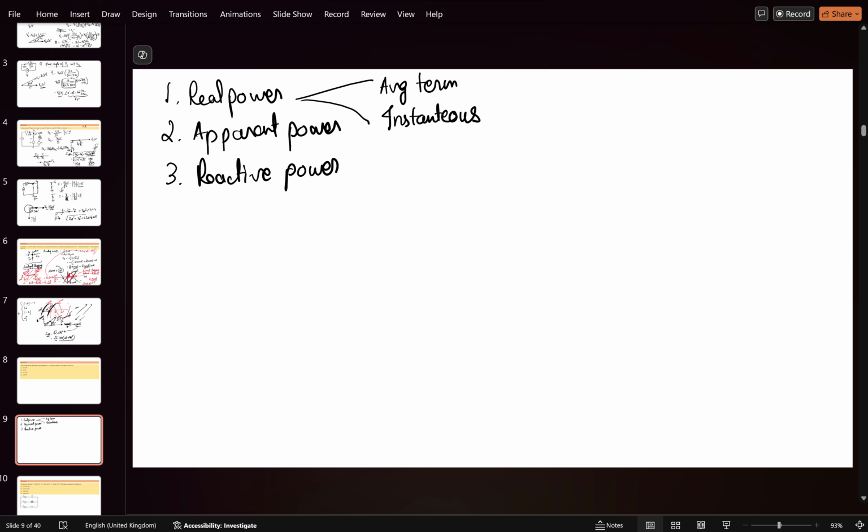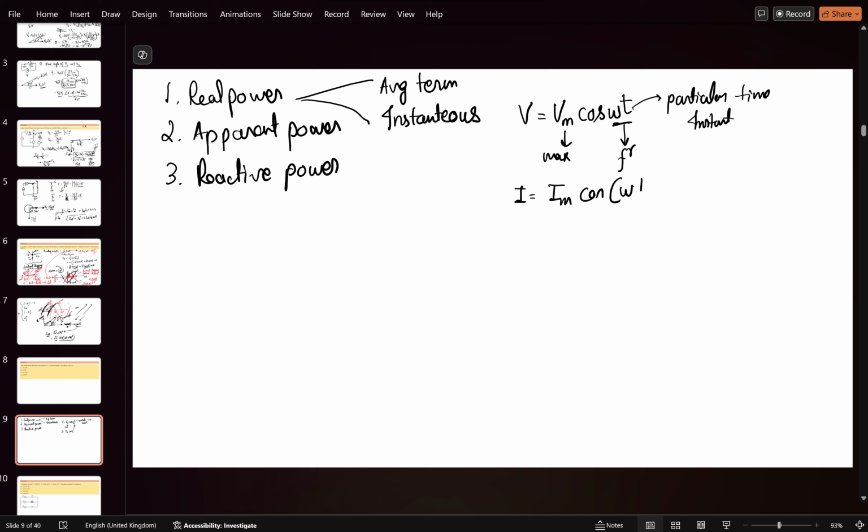Okay. So in the slides also, in the lectures also, you have seen that. Suppose this is the V. I'm representing it as Vm cos omega t. This Vm is the maximum value of the V, omega is the frequency, and t is the particular time stamp. And I am representing I as Im cos(omega t plus theta). So Im is the maximum value and theta.